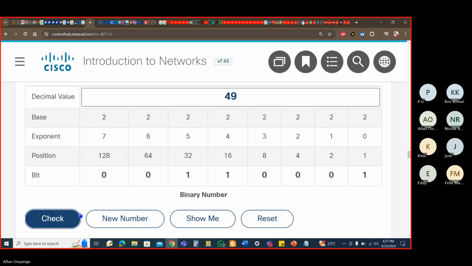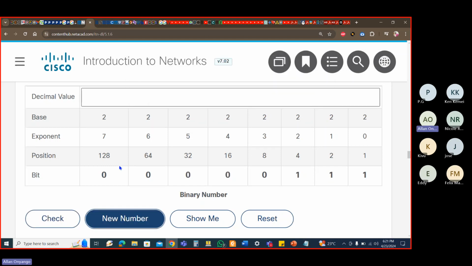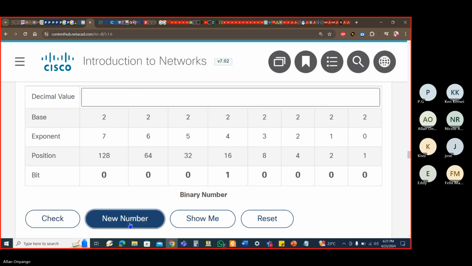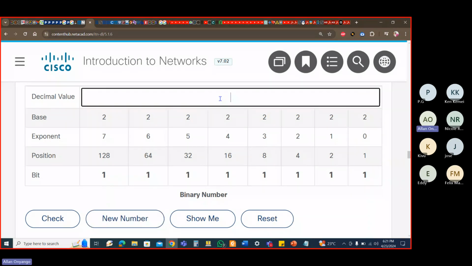And what is this one? 7. 4 plus 2 plus 1, it's 7, isn't it? Yes. Check. This one? 16. Very good. What about this one? 25. What about that one? 255, isn't it? When all of them are ones, it's 255.